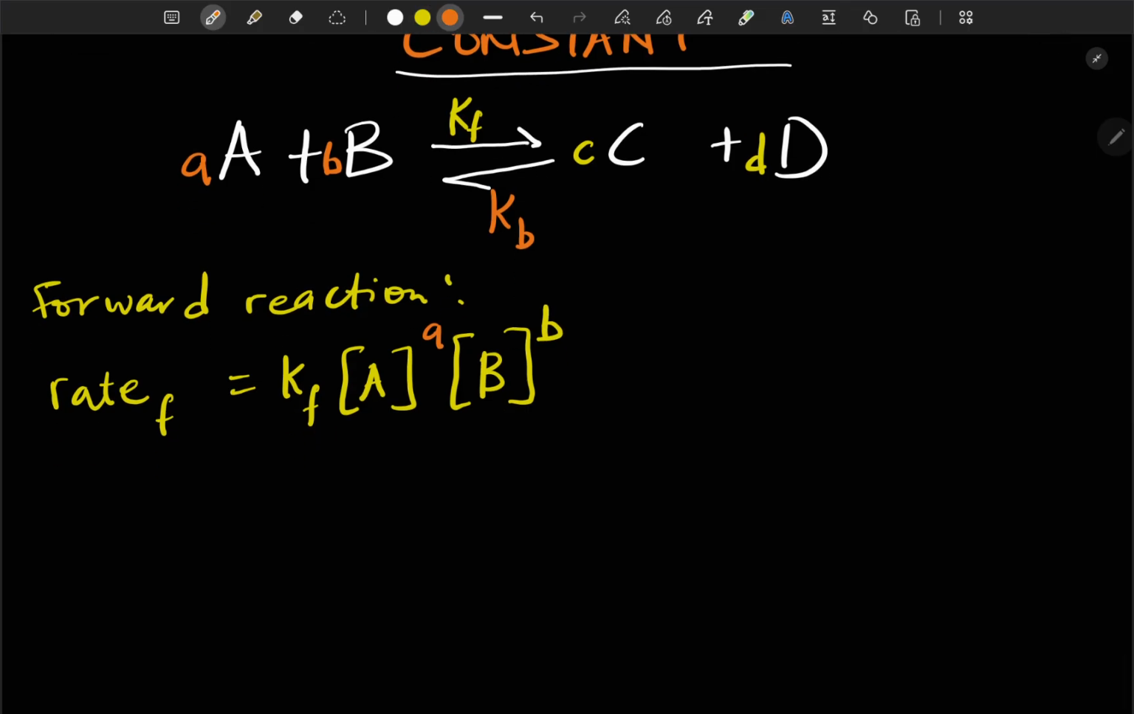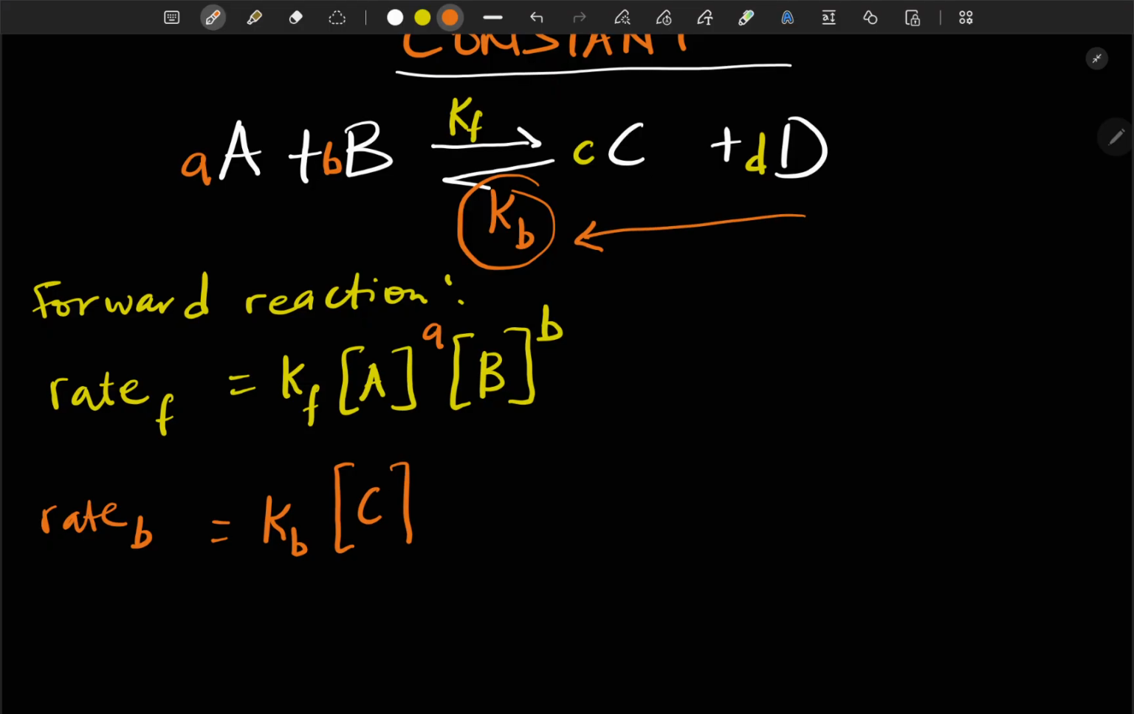Also, the rate of the backward reaction will be the rate constant of the backward reaction, Kb, multiplied by the concentration of the reactants here. If we are going backward, these are C and D: concentration of C raised to the power of the coefficient c, multiplied by concentration of D raised to the power of the coefficient d.